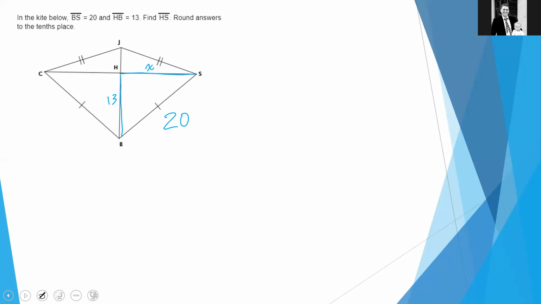Now, if you remember from our original picture, the diagonals intersect at a right angle here. So what I actually have here is a right triangle inside of my kite, and I can use the Pythagorean theorem. A squared plus B squared equals C squared. In this case, X is a leg, so I'll say 13 squared plus X squared equals 20 squared.